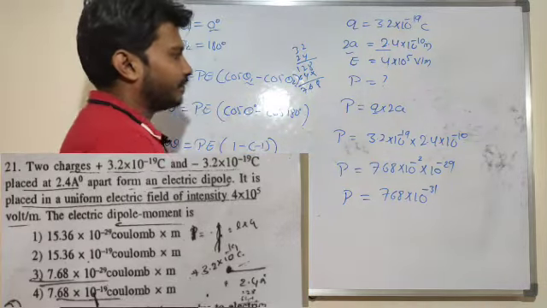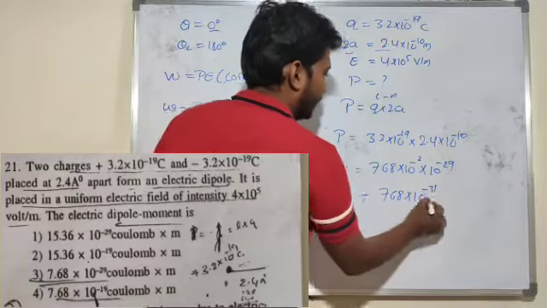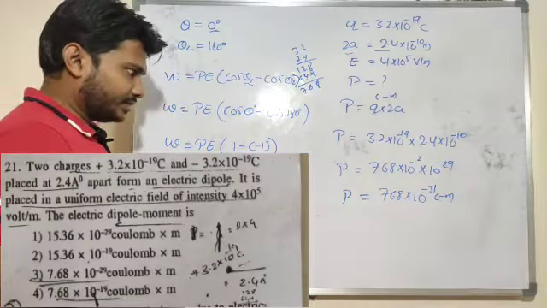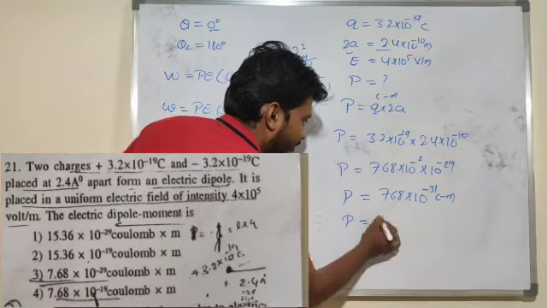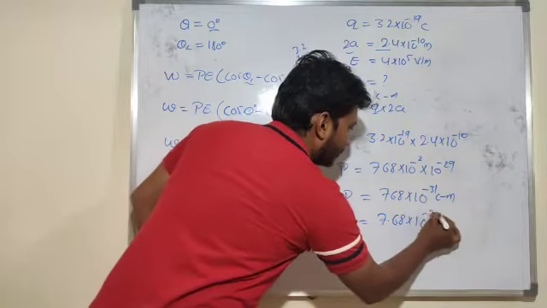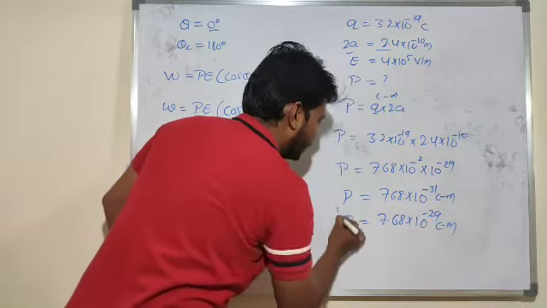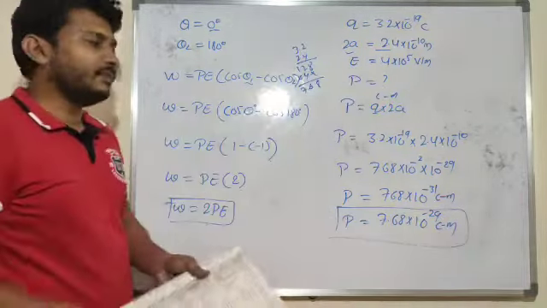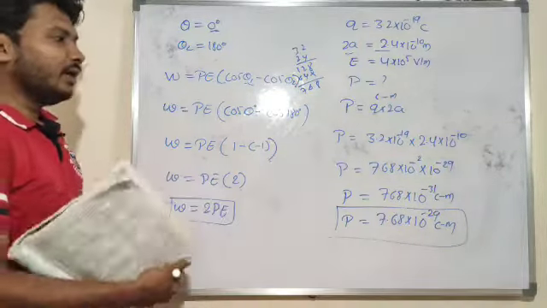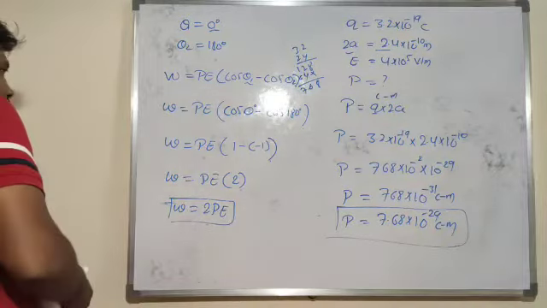What is the SI unit for the dipole moment? Coulomb meter. So in that option, I will rearrange: 7.68 into 10 to the power of minus 29 coulomb meter. What is the answer here? 7.68 into 10 to the power of minus 29 coulomb meter. Okay, we'll solve the next one.